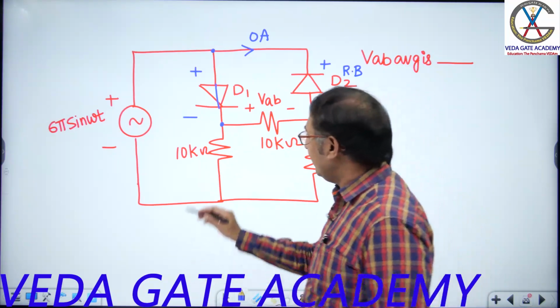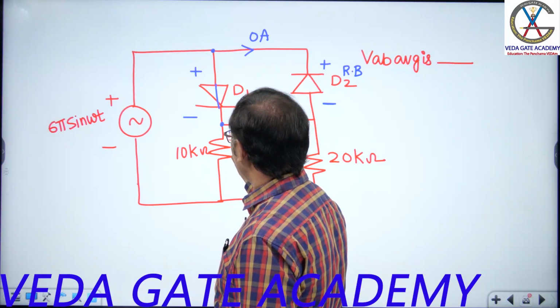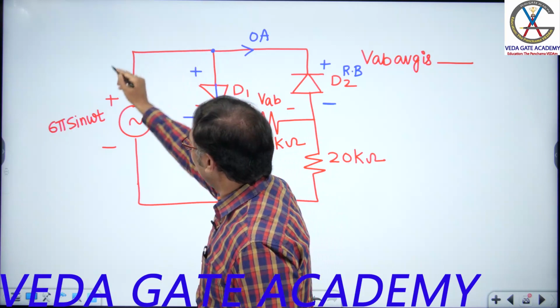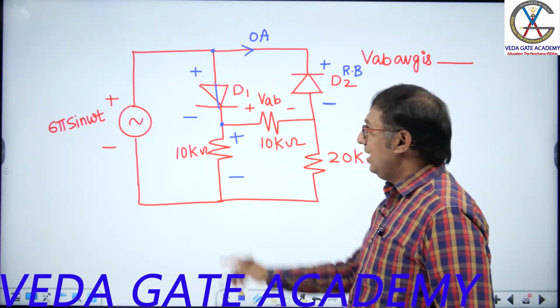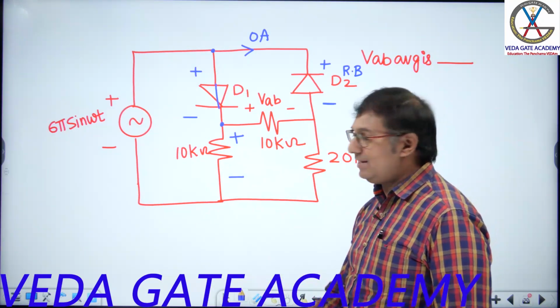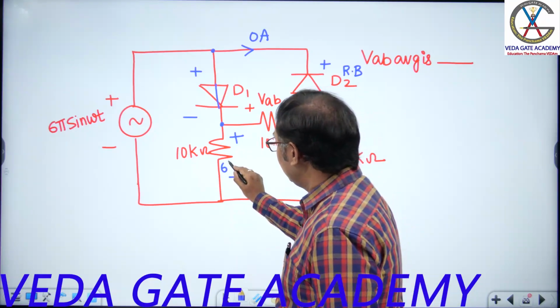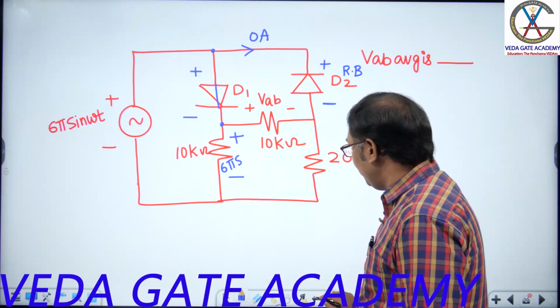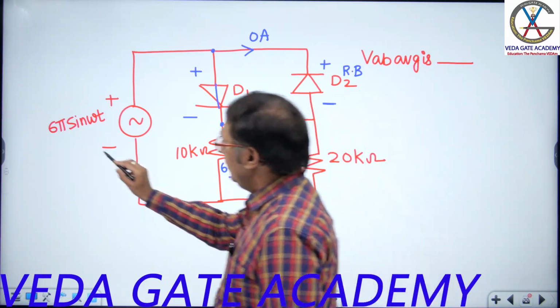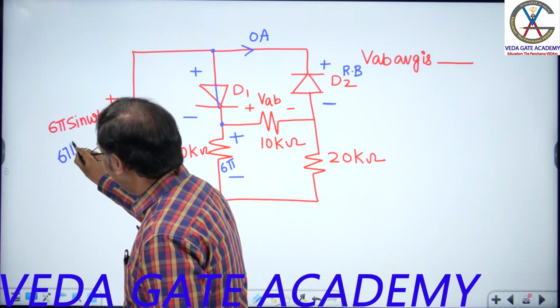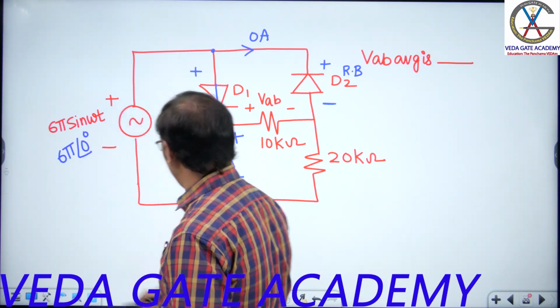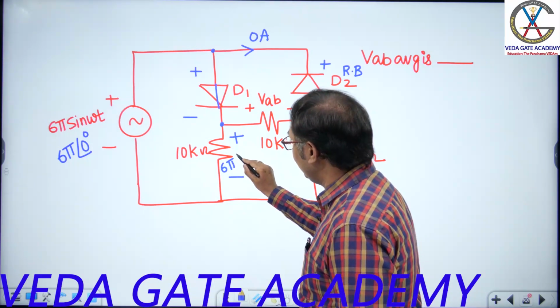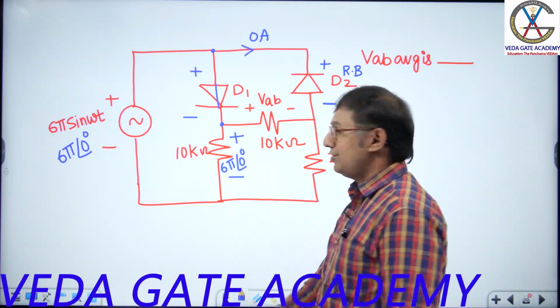Now you tell me, sir, can you tell me what is the voltage across this resistor? Started positive, go to negative, following KVL sign convention. Is it not the same supply voltage, 6 pi sin omega t? Yes. Or let me write this in phasor form: 6 pi at an angle 0 volts.